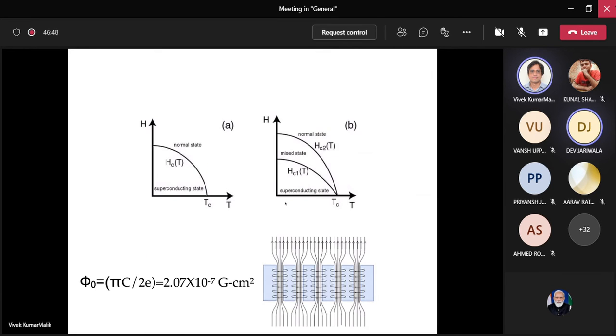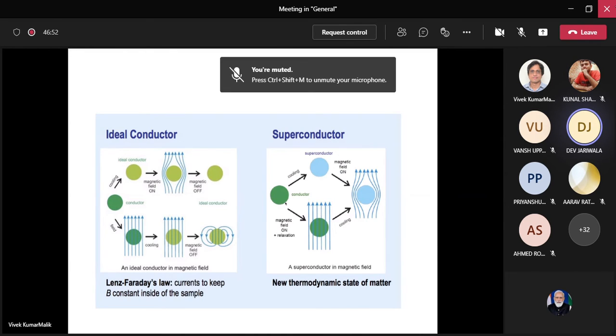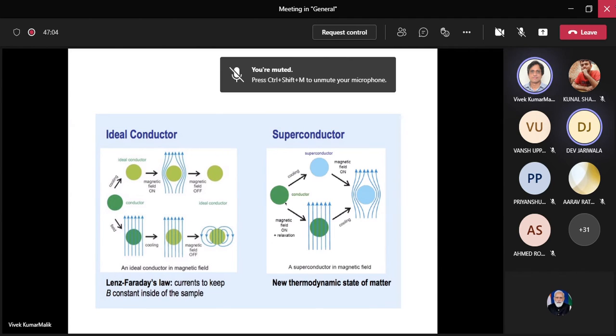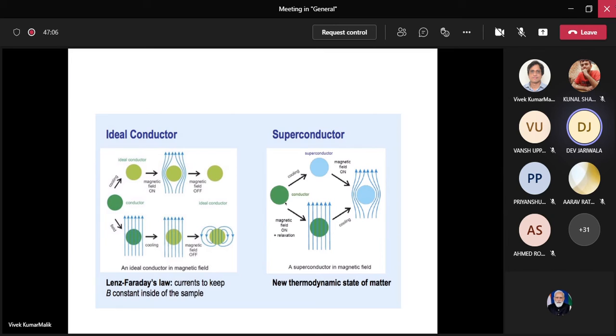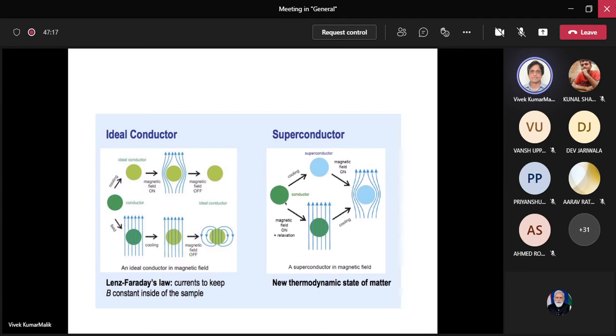Sir, I have a doubt. If the magnetic field is changing, the conductors will oppose it, so the electrons will have to change their motion. In a superconductor, where there is no resistance, who gives the energy to change the motion?